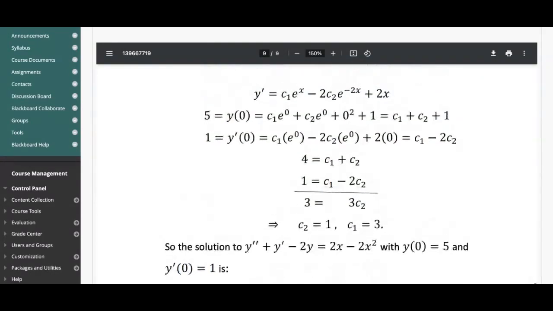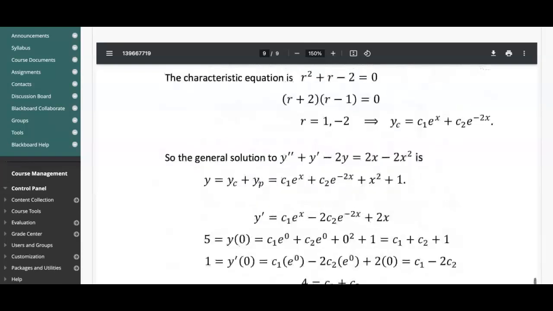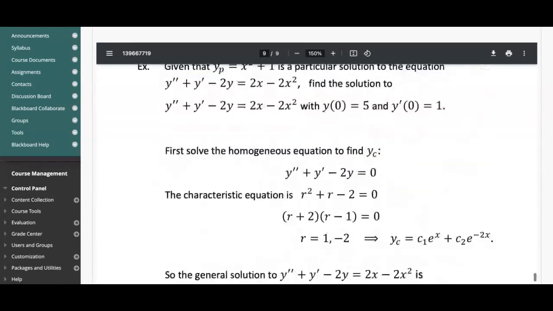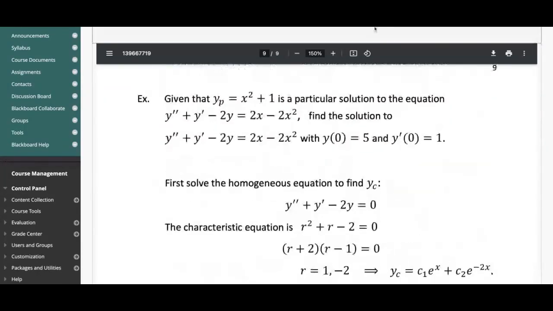Okay, anyone has any question? Yes, Shu Xian. Can you repeat what the yp represents? yp just means one particular solution. Oh, okay. So I know the yc is the complementary equation. Okay, I got you. Thank you. yc means the complementary.